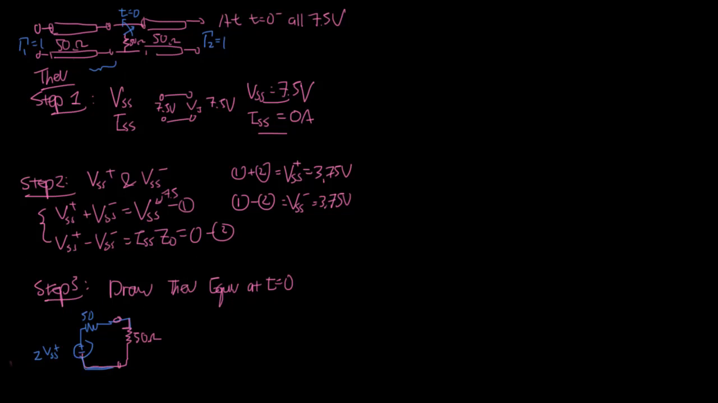Now we do the Thevenin equivalent for this portion here. So also 50 ohm source impedance, and then over here we would have another voltage source that's equal to 2 VSS minus, the VSS minus wave coming out here. And in both cases, they're both 7.5 volts. So in this case, the voltage source here is also 7.5 volts.